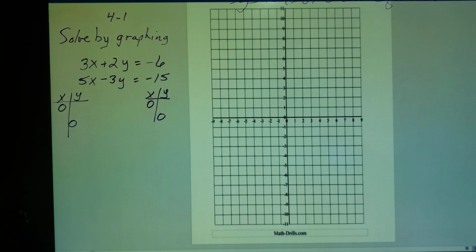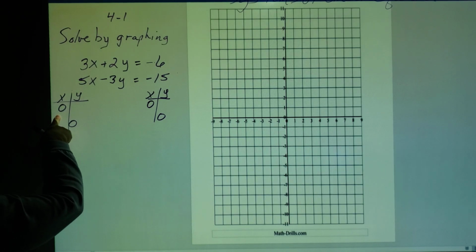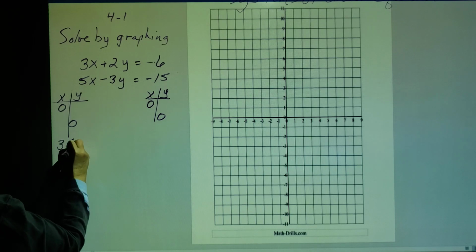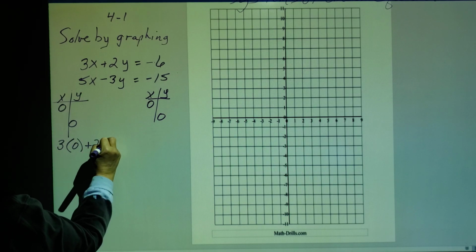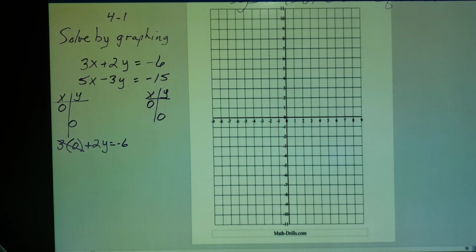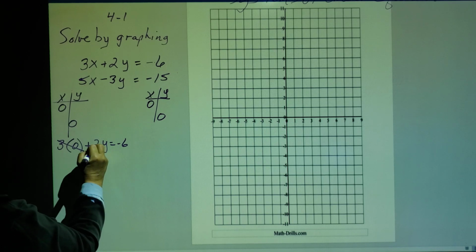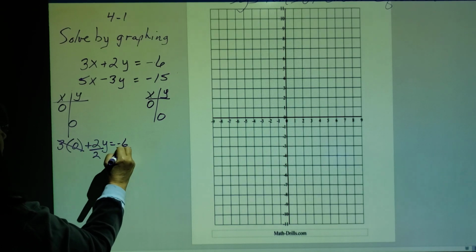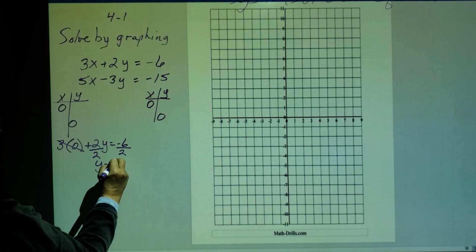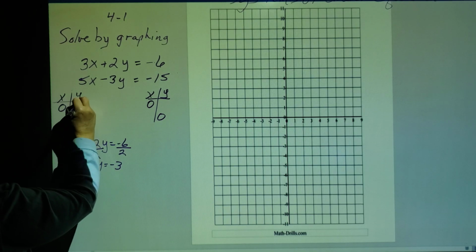Once we have put these zeros in, we can only solve for one variable at a time. So we're going to start with substituting a 0 in for x in our first equation. So we have 3 times 0 plus 2y equals -6. The 3 times 0 goes away. We have 2y equals -6. Dividing by 2 on both sides, we end up with y equals -6 divided by 2 is -3. So the -3 goes here.